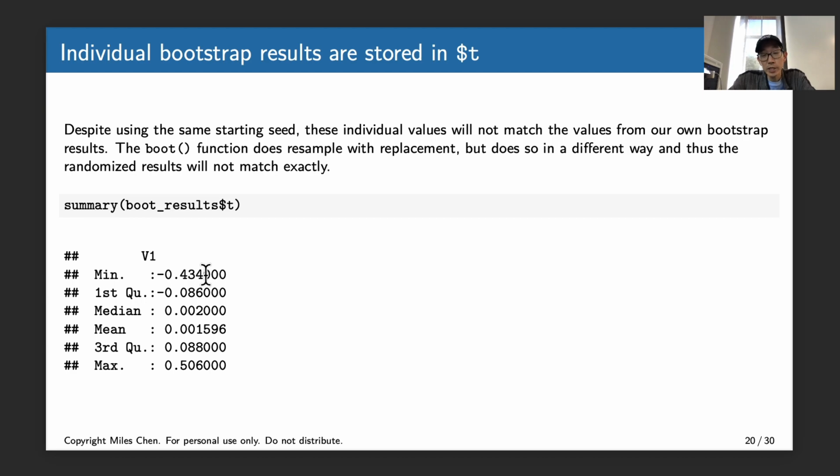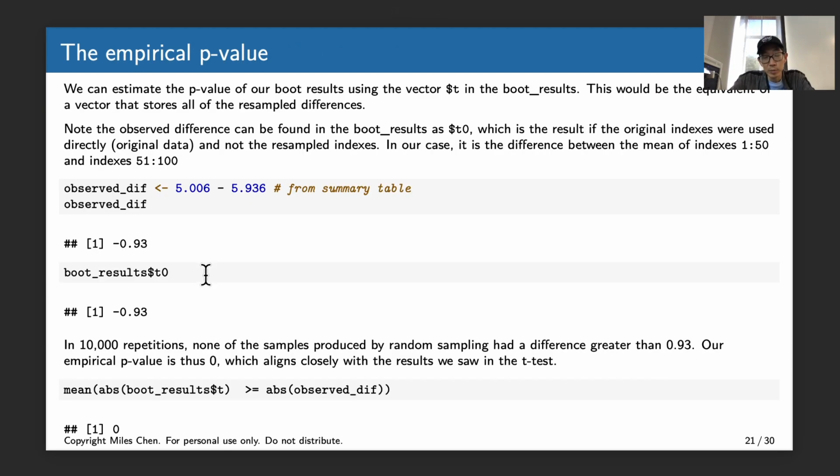You can call plot. I'm sorry, not plot, I'm jumping ahead of myself. So we can see what is the observed difference that I got between the group mean of setosa and the mean of versicolor, and I get negative 0.93. And again, that's stored in boot_results$T0.